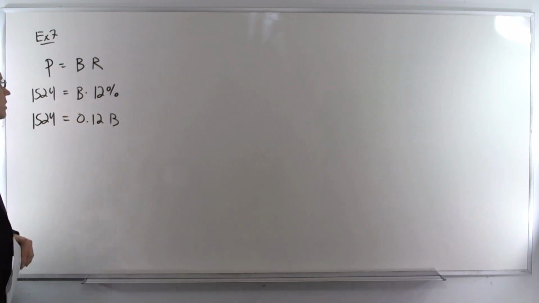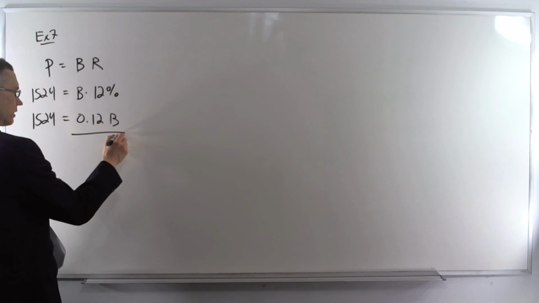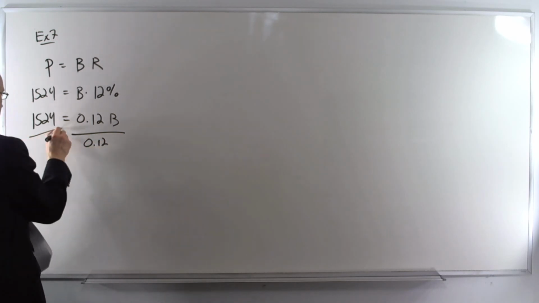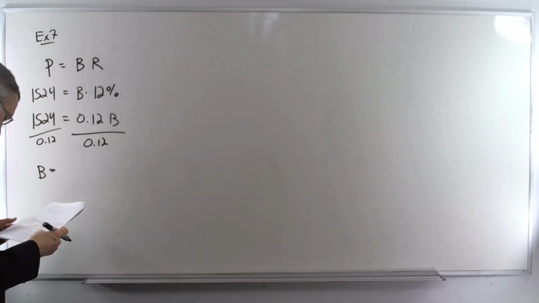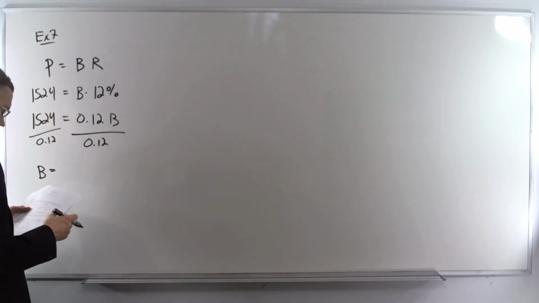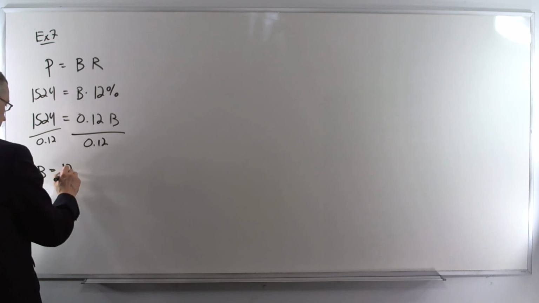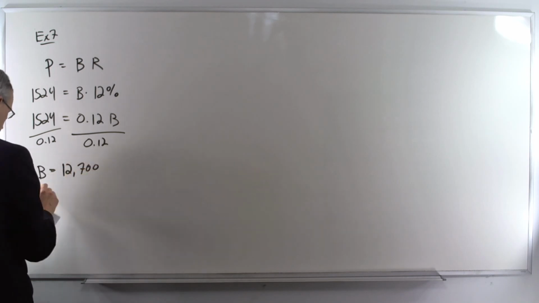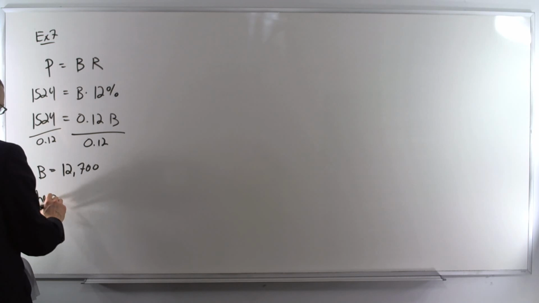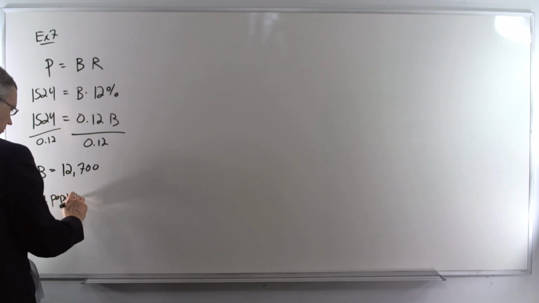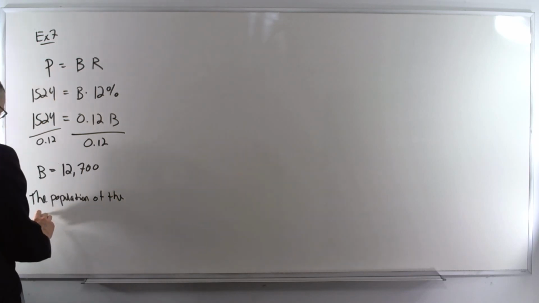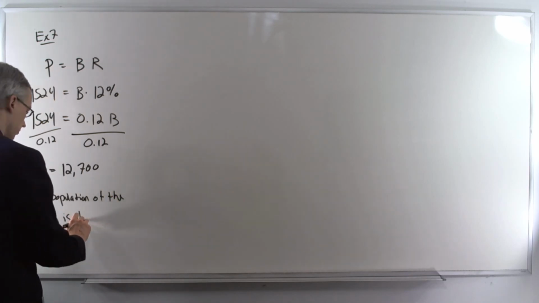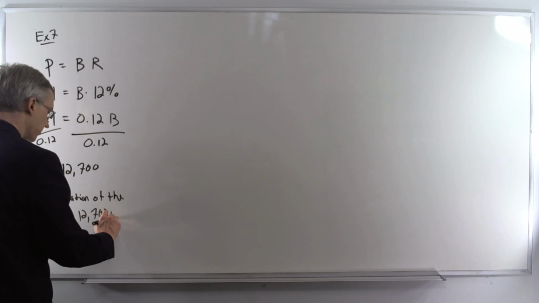0.12 is 12%. So we're doing 0.12 times B. Divide both sides by 0.12, and we get B equals 12,700. So the population of the city is 12,700 people.